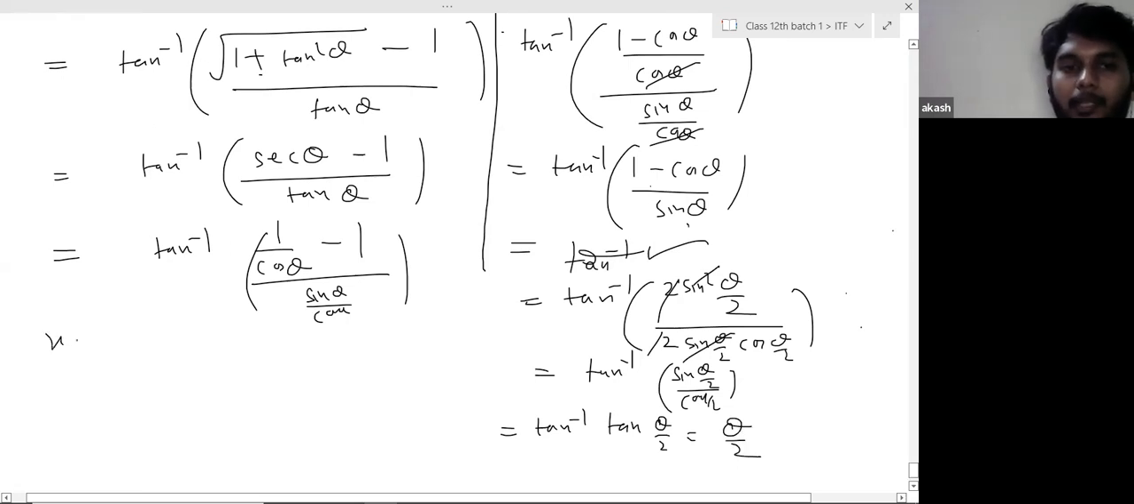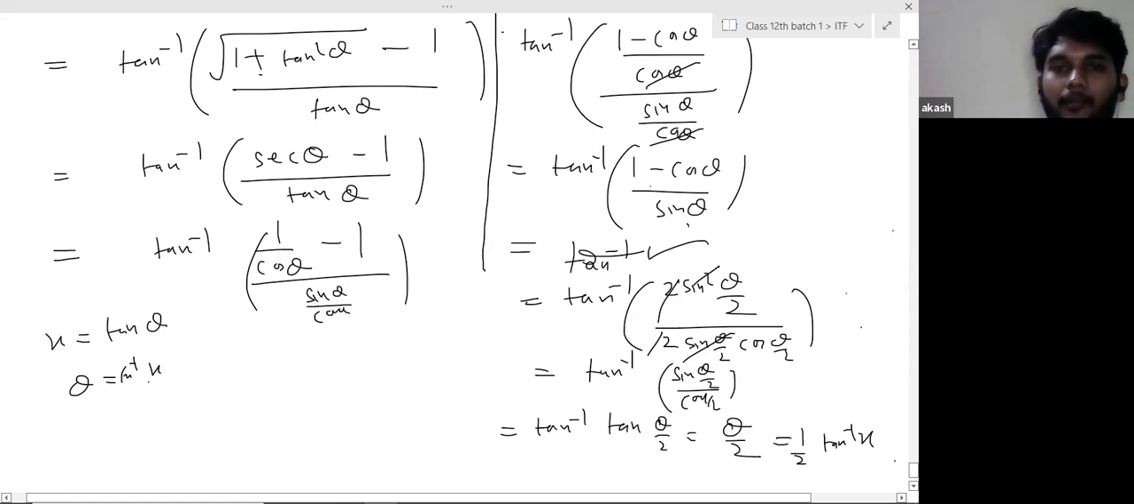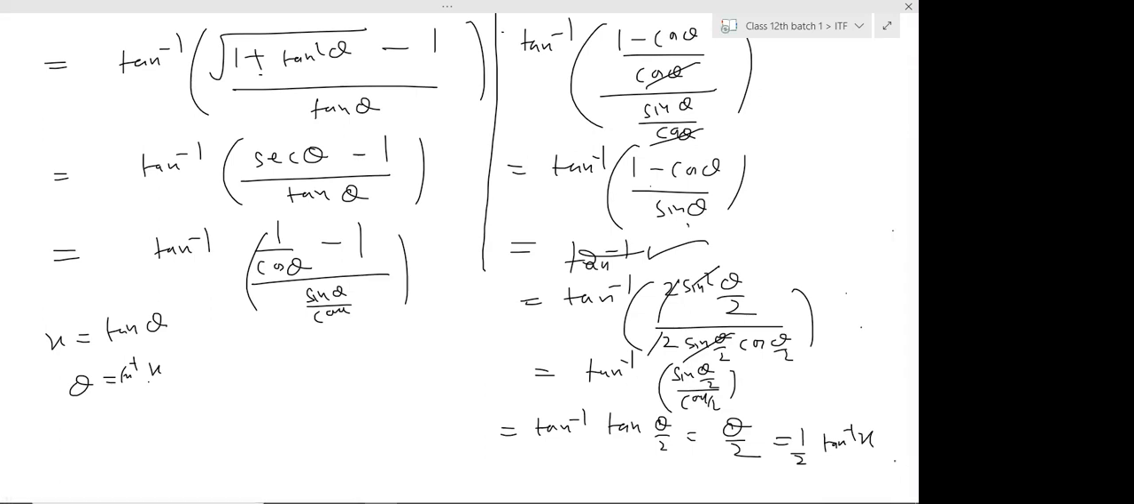We have assumed that x is equal to tan theta. So theta will be tan inverse x. So theta by 2 is half of tan inverse x. Is it clear or not, everyone? Yes, sir.